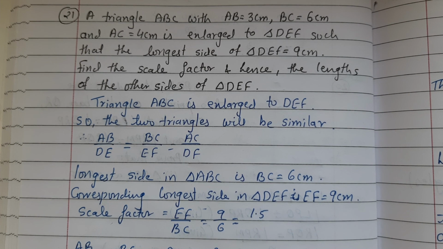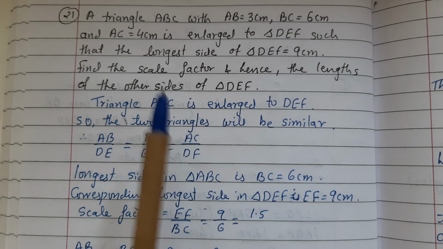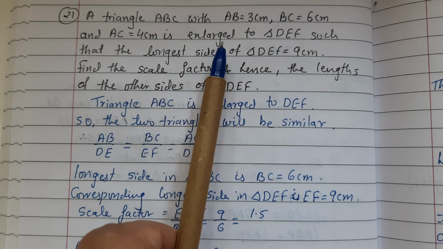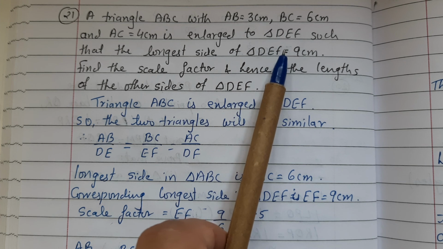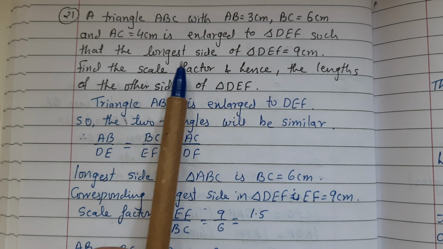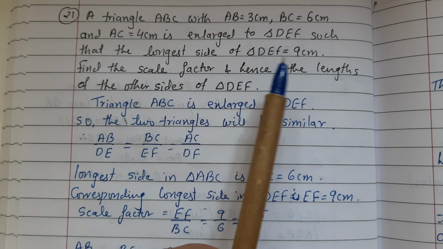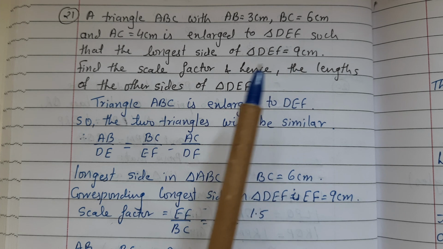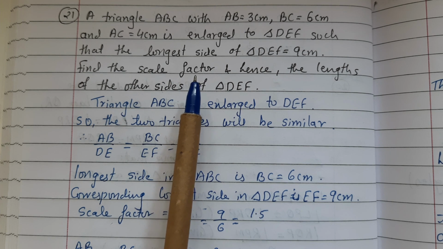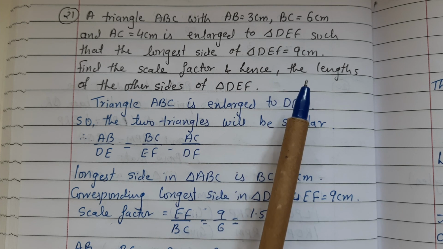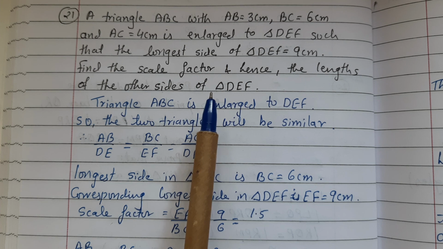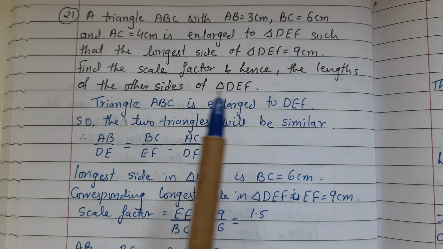Sum number 21. A triangle ABC with AB equal to 3 cm, BC equal to 6 cm and AC equal to 4 cm is enlarged to triangle DEF such that the longest side of triangle DEF is equal to 9 cm. Find the scale factor and hence the lengths of the other sides of triangle DEF.